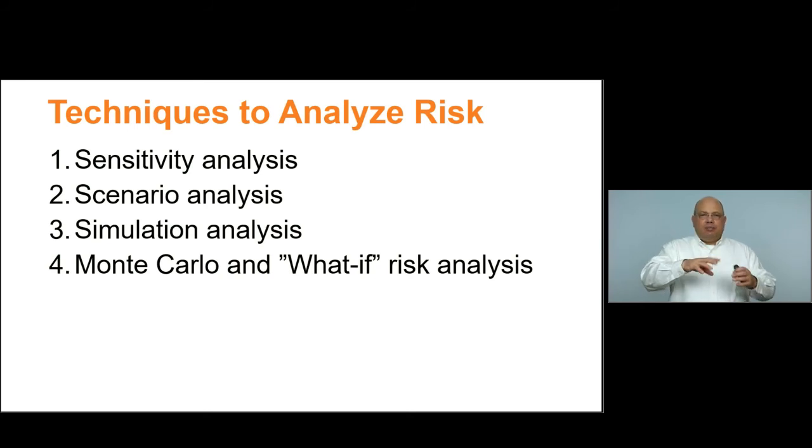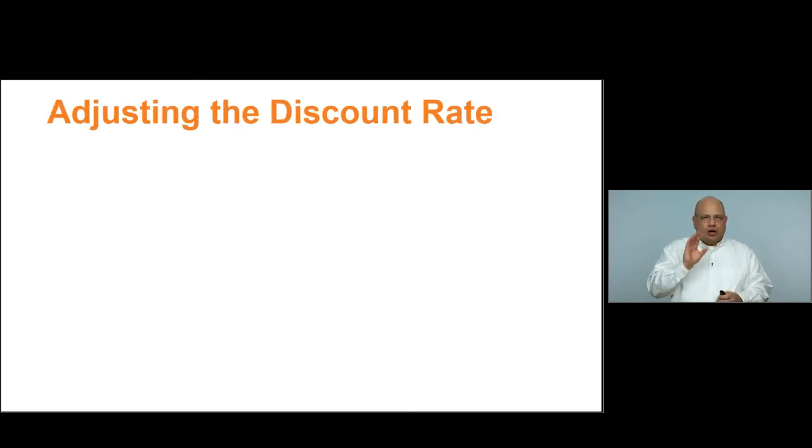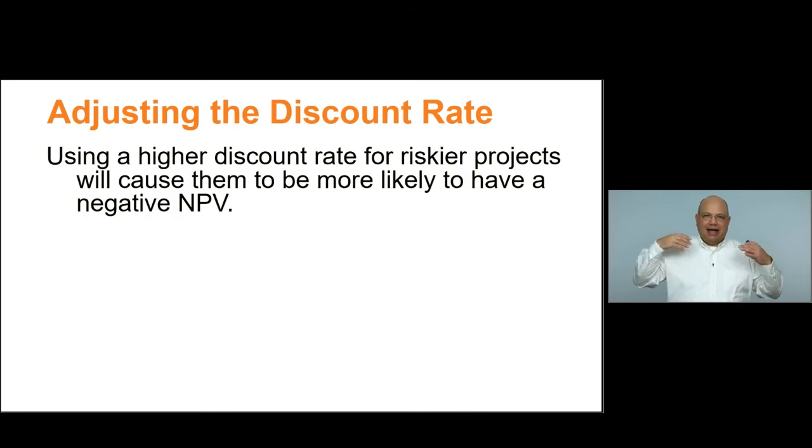Now, we've talked here about risk, and we've mentioned this in the past, but we want to come back to talk again about the process of adjusting the discount rate. When we have a high-risk project, we can use a higher discount rate to analyze it. The higher discount rate we use, the more likely that project is going to have a negative net present value, because the higher the interest rate, the higher that discount rate, the smaller those present values of future numbers become.